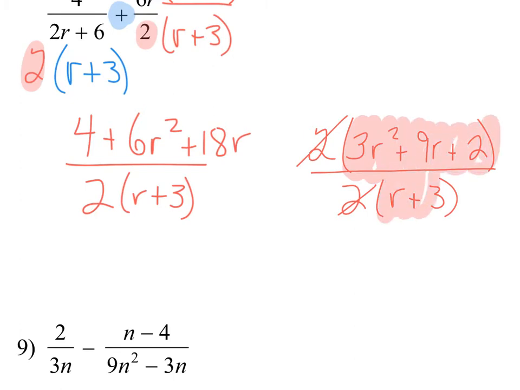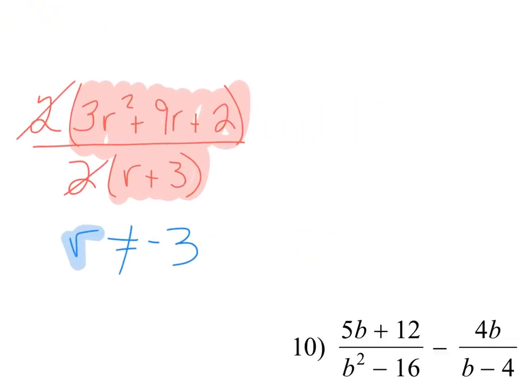r plus 3. If it were possible, I would want to factor my numerator further, but in this case it isn't. Make sure to include any values for r that would create a 0 in the denominator. In this case, r must not equal -3.